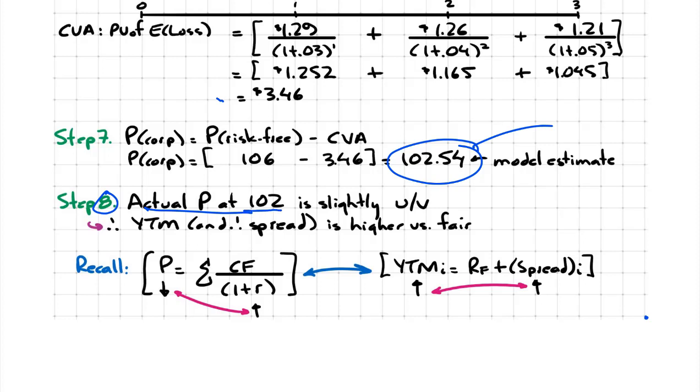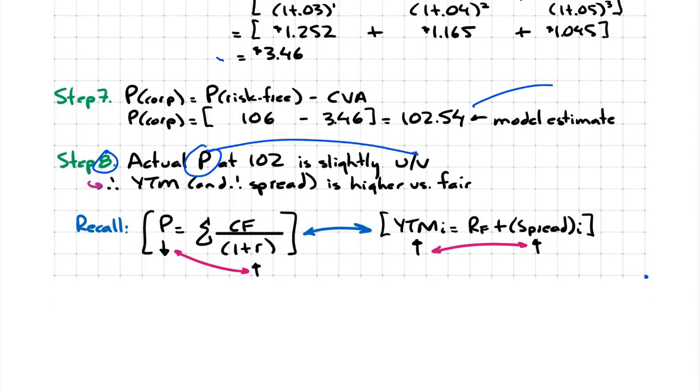If it's currently trading at 102, this actual price is slightly undervalued, okay? It's because it's a little bit less than 102.54. If the price is undervalued, remember there's an inverse relationship between price and yield, right? That would mean the yield and therefore the spread is higher versus fair value. And here's the connection. Look how straightforward these frameworks are. Price is the present value of future cash flows, and you can see the inverse relationship between price and yield. So if the price is slightly low, it's because the market is pricing in a slightly higher yield.